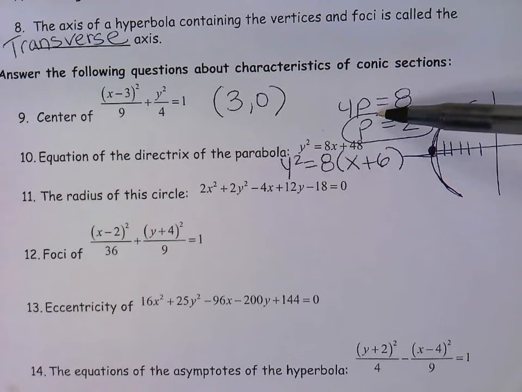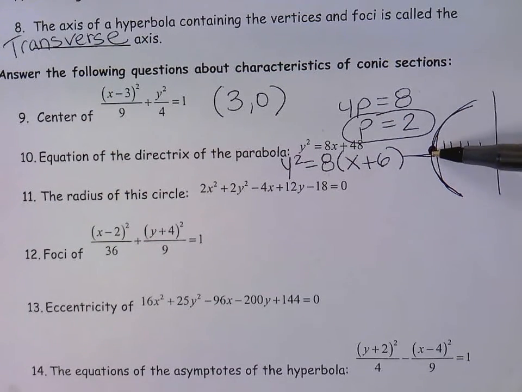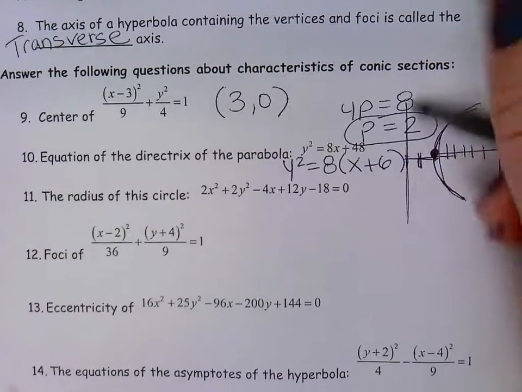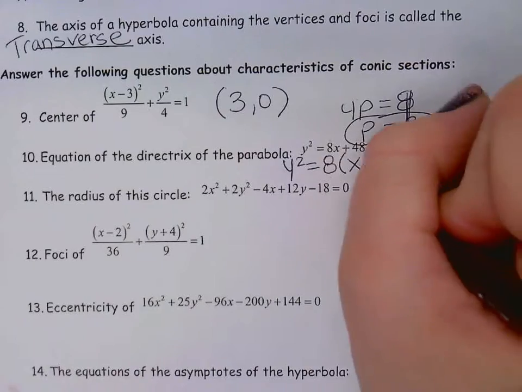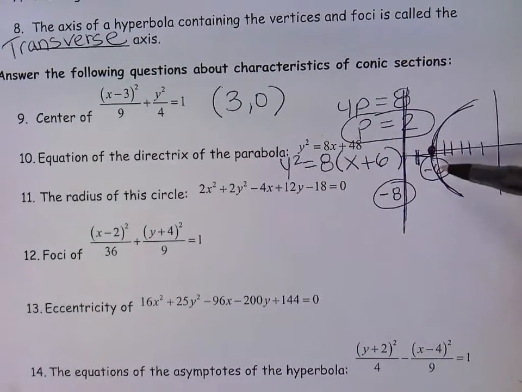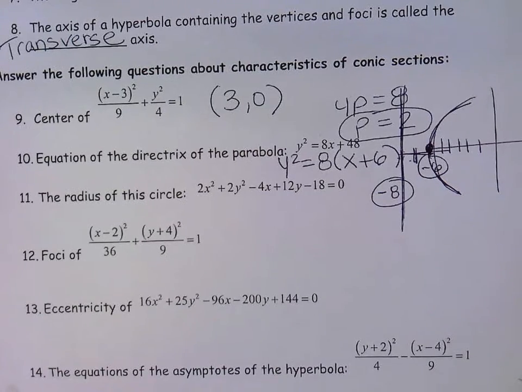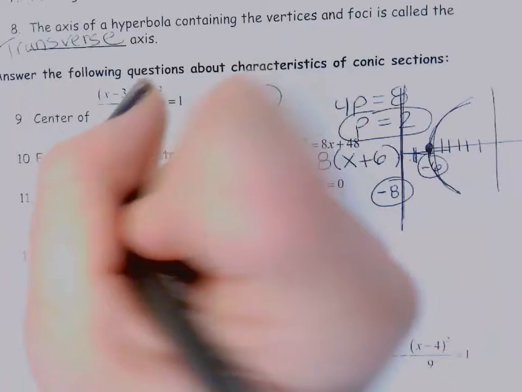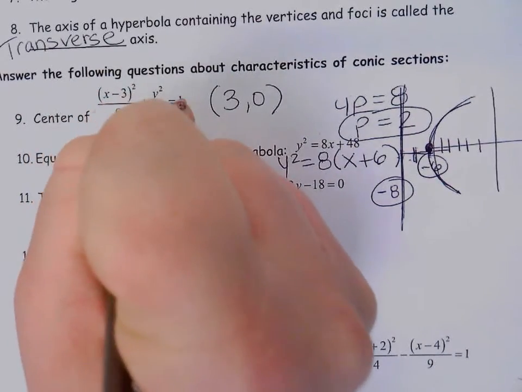That tells me my directrix is 2 units away from the vertex, so it's behind it. So the directrix would be here at -8, right? Because if this is -6, 2 units behind it would be at -8, and they want the equation of that vertical line. So it would be x equals -8.